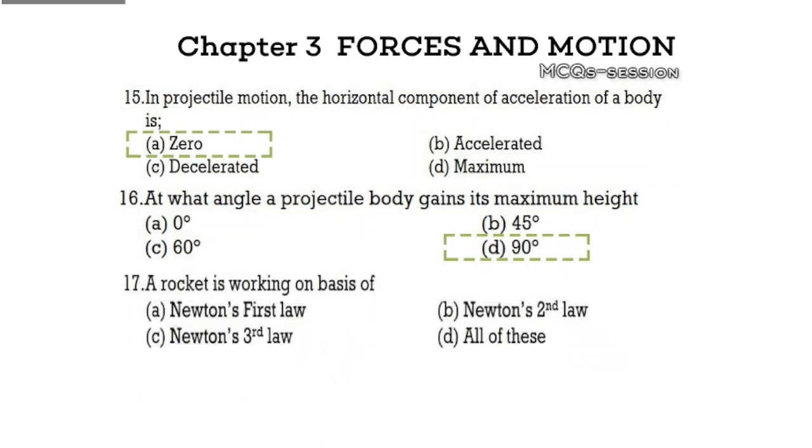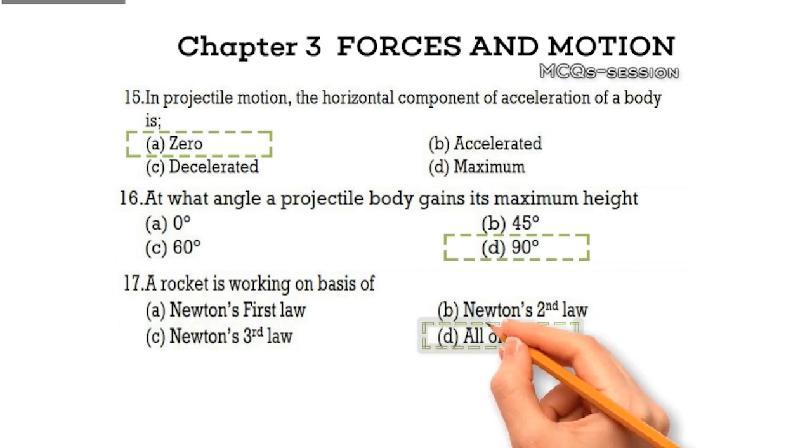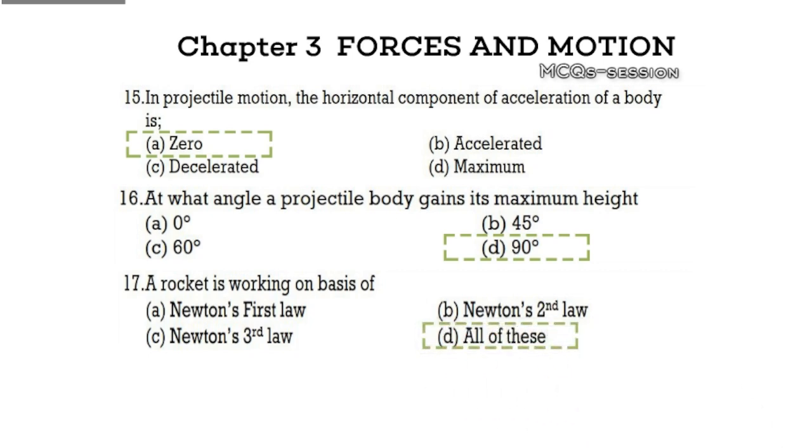Question 17. A rocket works on the basis of, options: A. Newton's first law, B. Newton's second law, C. Newton's third law, D. All of these. Pause the video and guess the correct answer. The correct answer is D. All of these. Explanation: rockets operate by demonstrating all three of Newton's laws, especially the third law.